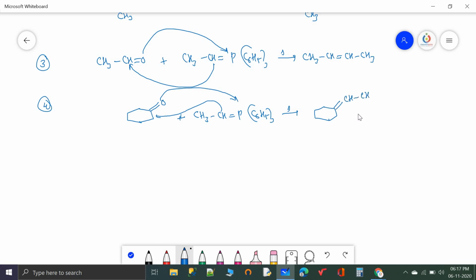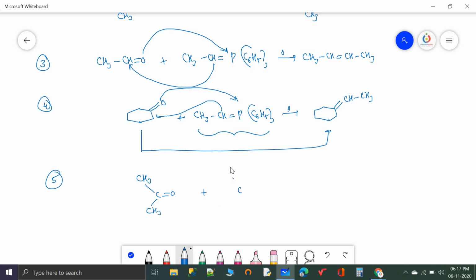See, if anybody asks you how to convert this particular molecule, generally we don't get the idea how to convert. But if you take the Wittig reagent, it immediately attaches the CH2 part to the double-bonded oxygen part and immediately produces the product. So I am going to write down one more product: CH3, C double bond O, CH3 plus, just see the molecule like this.